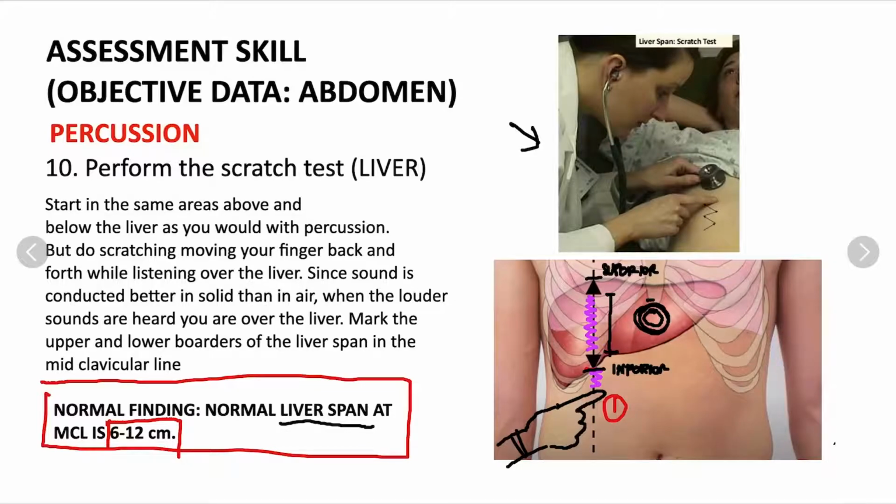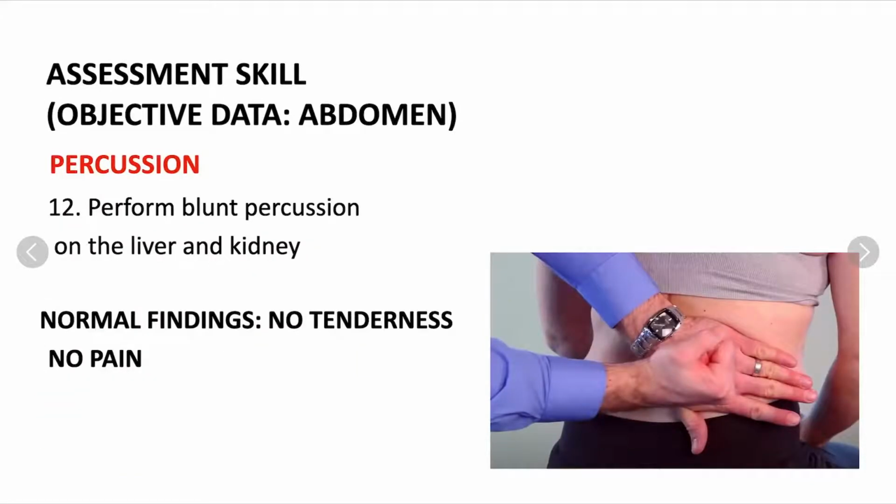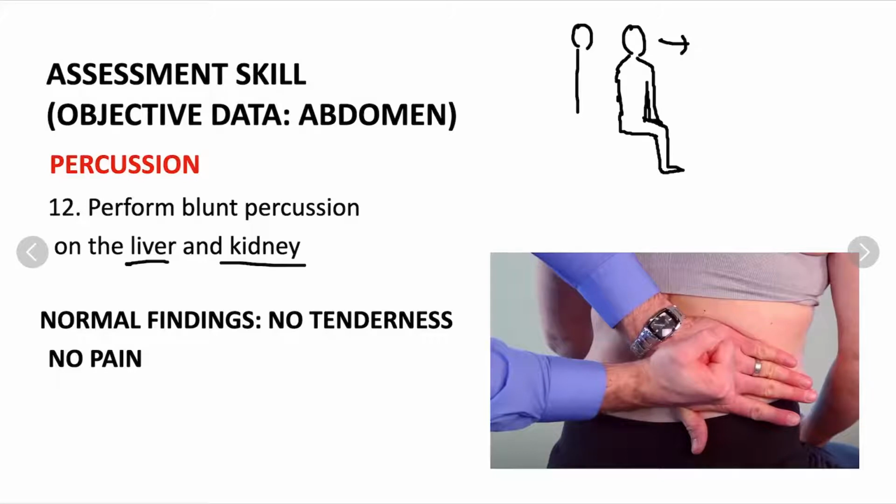Let's go to the next skill, which is the blunt percussion for the liver and kidney. So, how would we do it? You ask your patient to sit down, the back facing you as a nurse. For example, this is your patient. He or she is facing forward, and you as a nurse would be here at the back. With your non-dominant hand, you're going to locate your kidneys in the inferior side. Or first, let's just locate your liver at the patient's back.